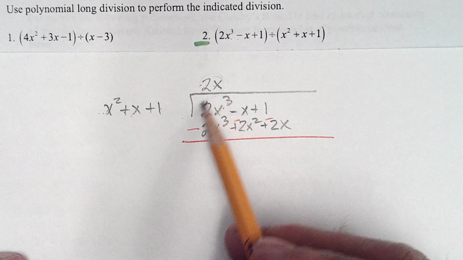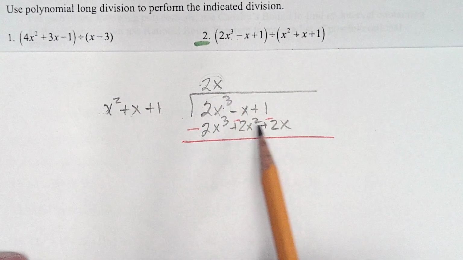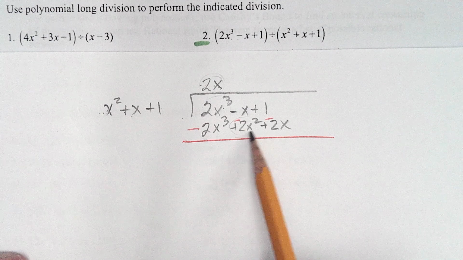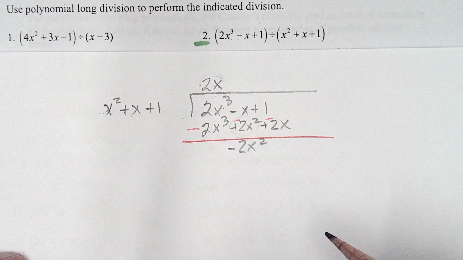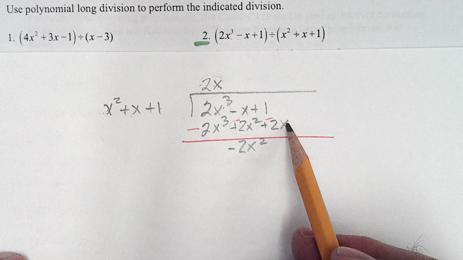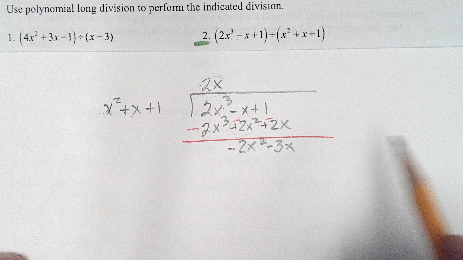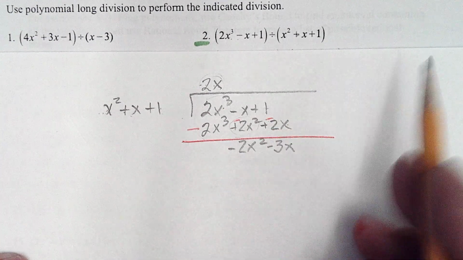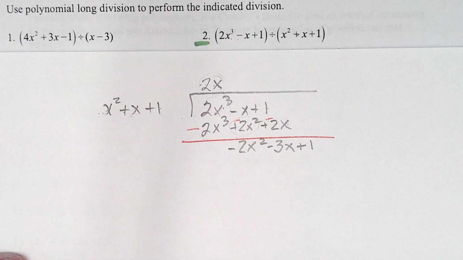terms. These are alike and they cancel, so I forget those. I only have this x squared minus 2x squared. I have a minus 2x and a minus x, which is minus 3x. And I have a plus 1. I hope you remembered how to add like terms.